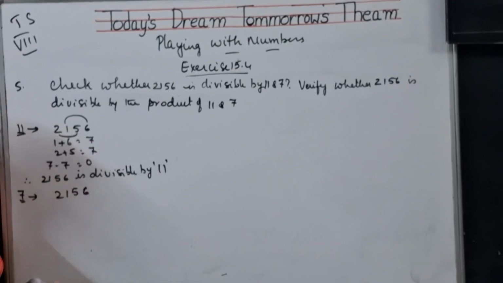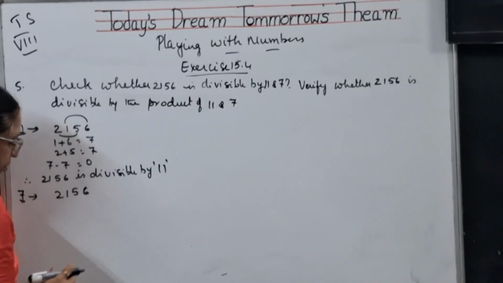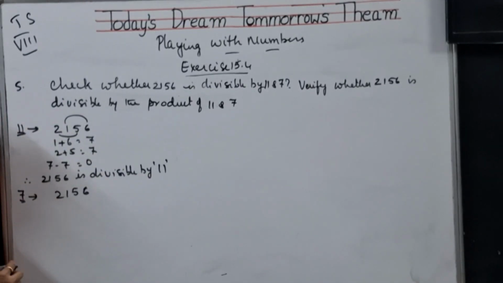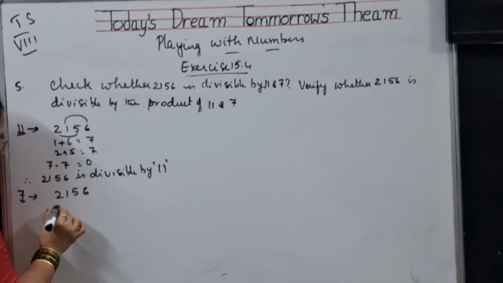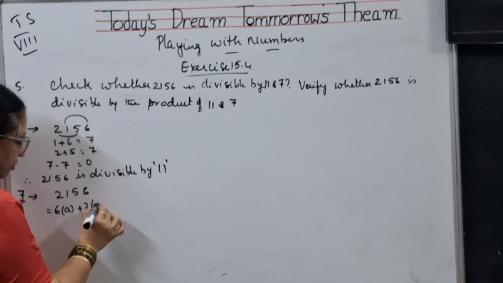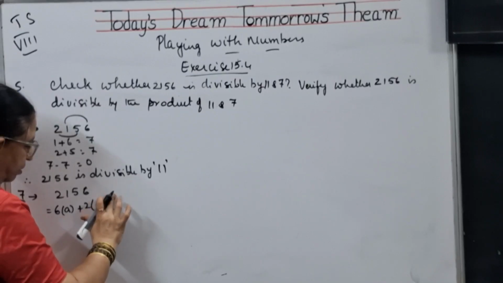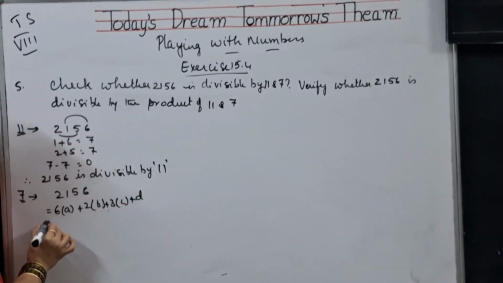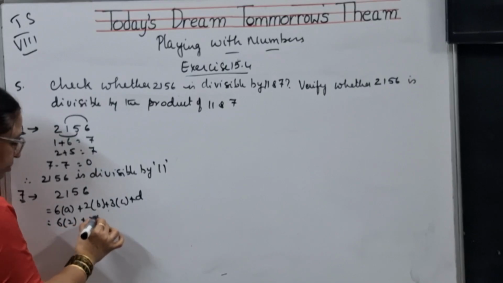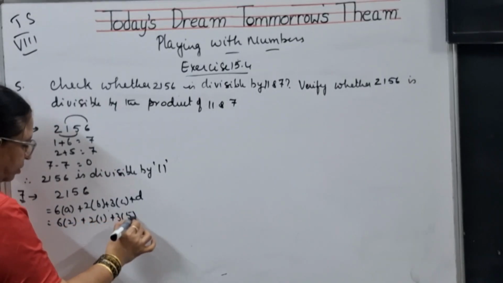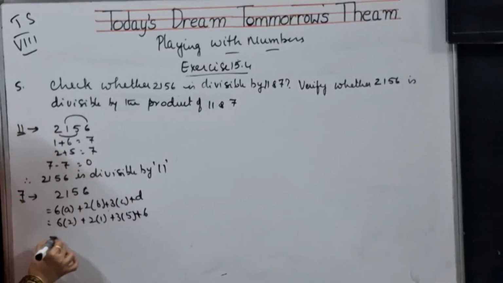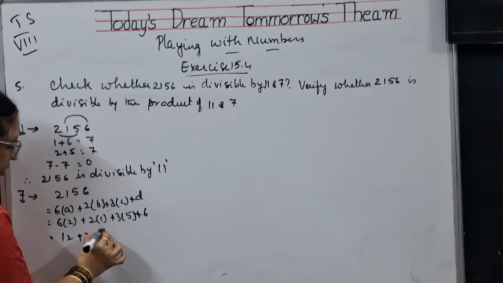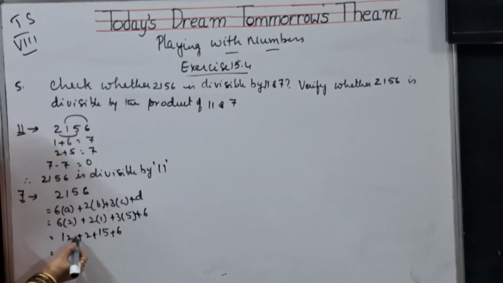2156. For 4-digit numbers, whether it is divisible by 7 or not, you have a property I have taught you earlier, children: 6 into A plus 2 into B plus 3 into C plus D. So 6 into A is 12, plus 2 into B is 2, plus 3 into C is 15, plus 6. 12 plus 2 plus 15 plus 6. So 2 to 4, 10, 15, 35.